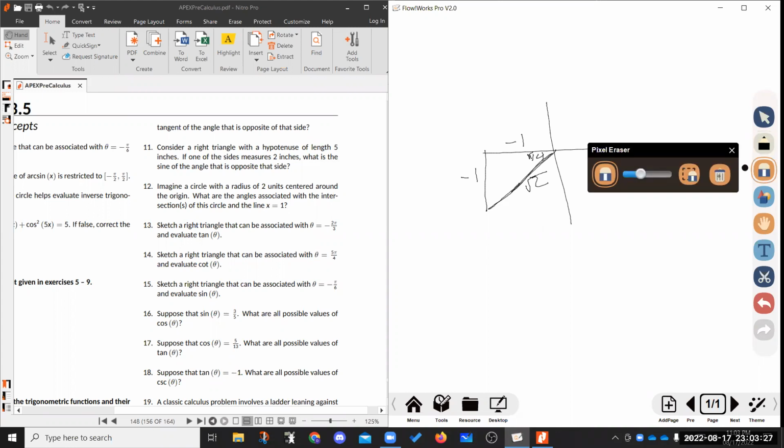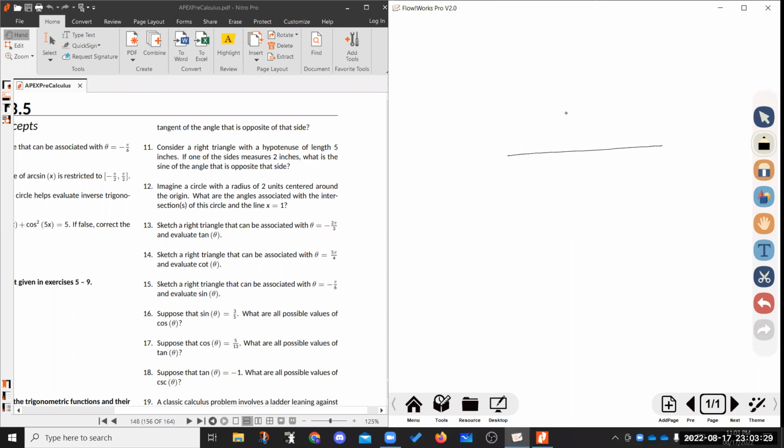Number 15 asks us to sketch a right triangle that can be associated with -π/6. So this is reference angle π/6 down here. This is going to be -1, √3, and 2.